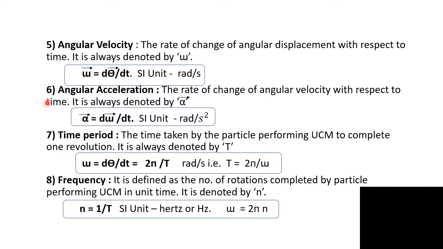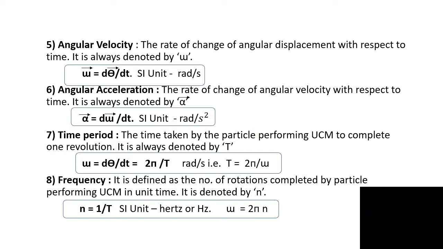Sixth definition: angular acceleration. The rate of change of angular velocity with respect to time. It is always denoted by alpha bar, and alpha bar is given by d omega bar upon dt, where d omega bar is change in angular velocity in time interval dt. SI unit of angular acceleration is radian per second square.